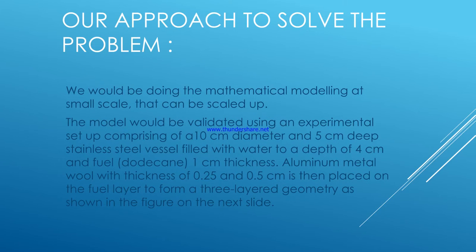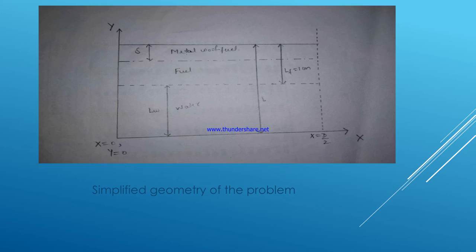Our approach to solve the problem is as follows. We would be doing the mathematical modeling at small scale that can be scaled up. The model would be validated using an experimental setup comprising a 10 centimeter diameter and 5 centimeter deep stainless steel vessel filled with water to a depth of 4 centimeters and fuel, which is dodecane, of 1 centimeter thickness. The aluminium metal wool with thickness of 0.25 and 0.5 centimeter is then placed on the fuel layer to form a three-layered geometry as shown in the figure on the next slide.